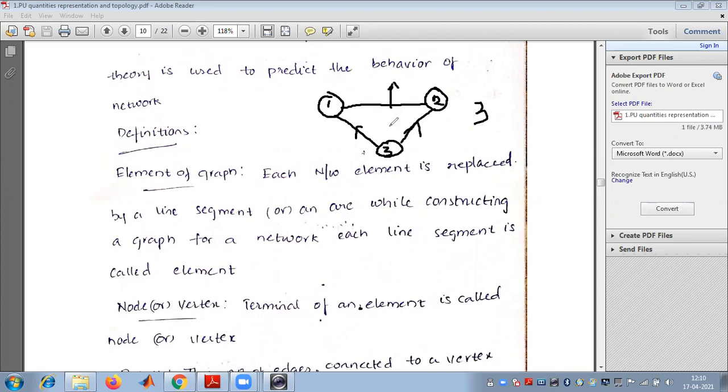We are not going to discuss these in detail, because in your syllabus you have only the definitions of various components. So the first definition is element of a graph. Each network element is replaced by a line segment, or you can also call that an arc, while constructing a graph for a network. Here you will have 3 line segments which connect the different nodes. These line segments are called the elements of this particular network, right? So this is definition number 1.